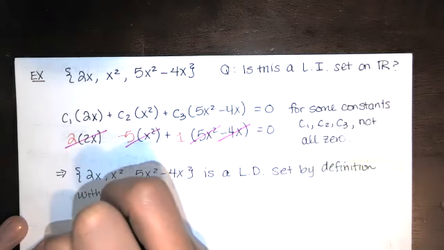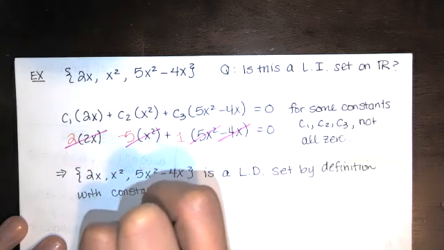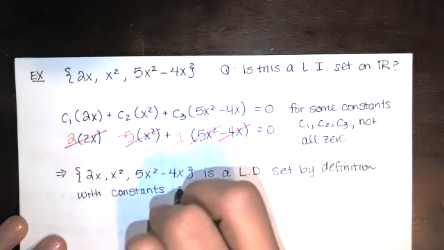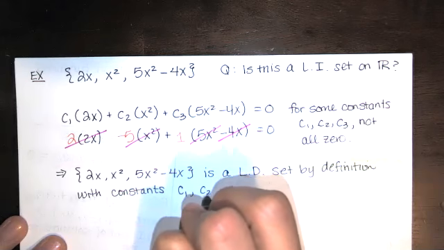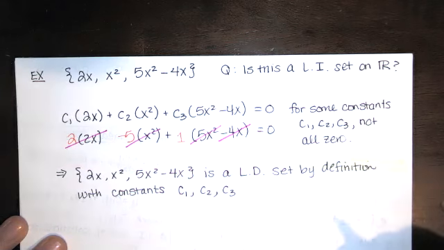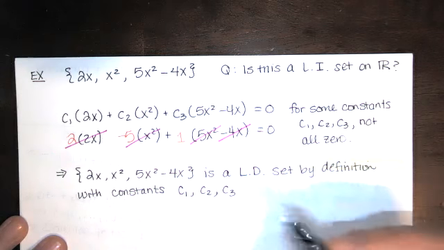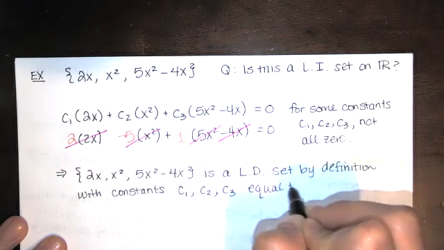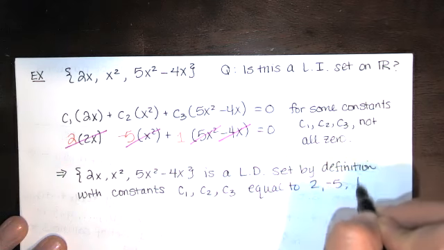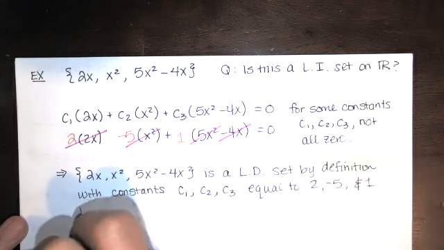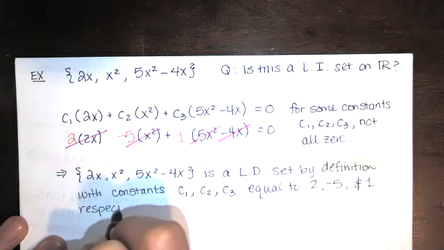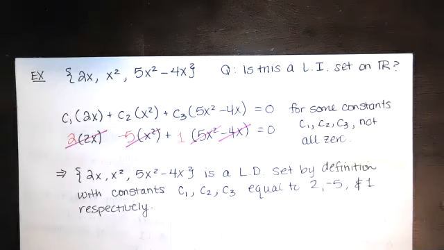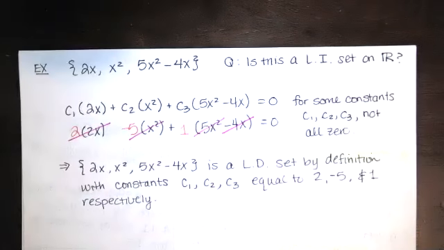And the constants that make that equation true here are C1, C2, and C3 equal to 2, negative 5, and 1 respectively. But again, it's this idea of sets of functions being redundant that is really the main idea here.